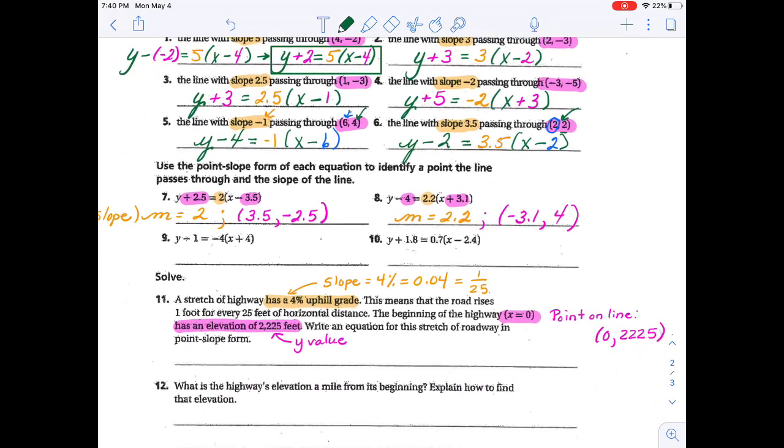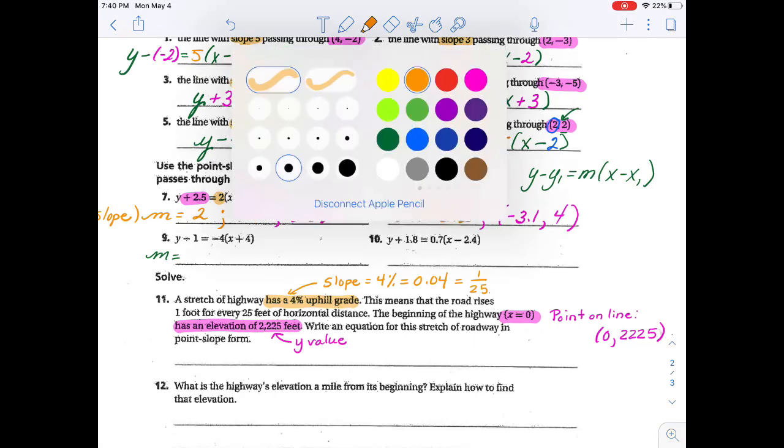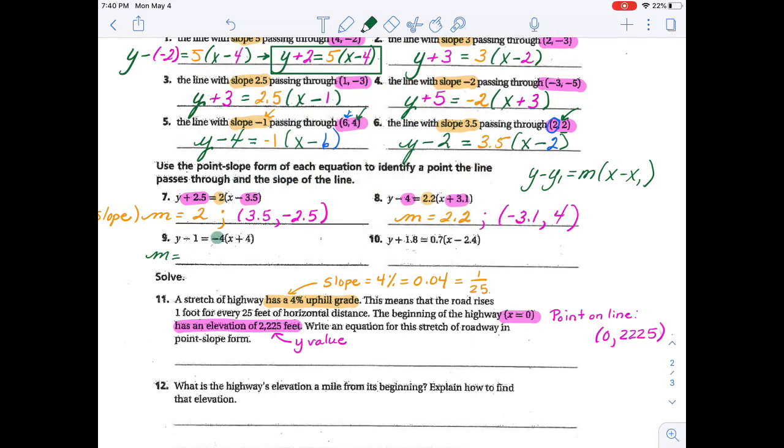So let's look at actually pulling information. If I give you the equation, can you tell me what a point is on the line and what the slope is? Again, it's in that form, y minus y1 equals m times x minus x1. So again, we're going to find out what m is. Well, in this problem, m is this -4. So m, my slope, is -4.